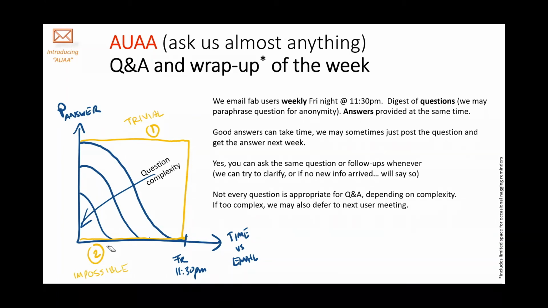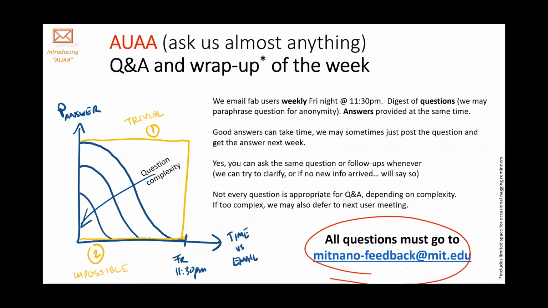Not every question may be appropriate for Q&A for a short email, because we don't want the thing to turn into an essay contest. But at the same time, if it's complex, maybe we'll postpone it to the next user meeting, right? So that's kind of our backstop there for difficult questions. Important though, all questions should go to MIT.nano feedback, right? Because otherwise, if you say, well, last week I sent a question to Bob, and how come you guys didn't answer it? Well, because we don't necessarily know what you asked Bob or anybody else, right? So please email anything to MIT.nano feedback so that we can properly and easily aggregate and multiple people can see that question.